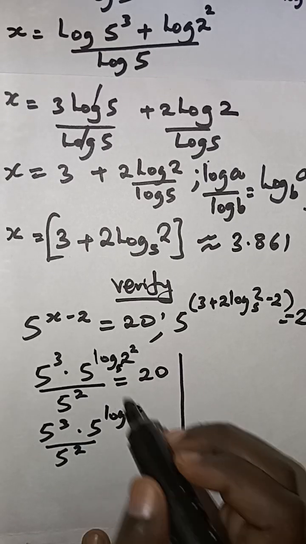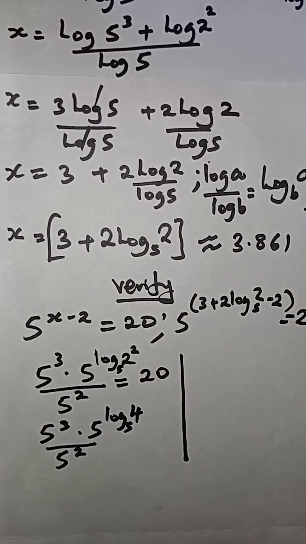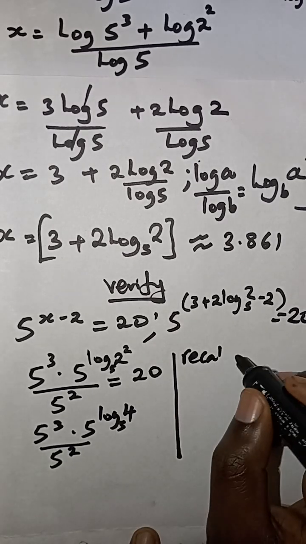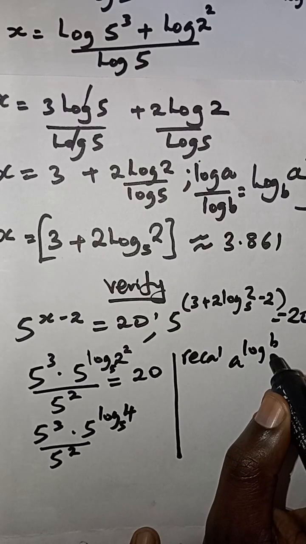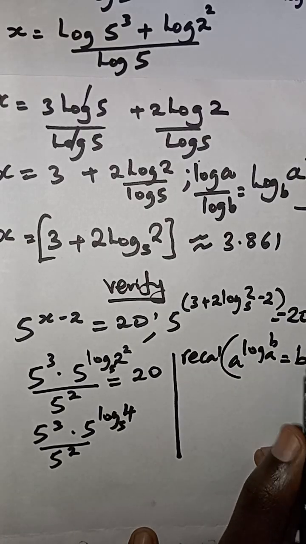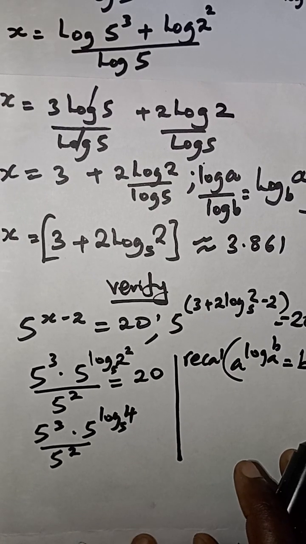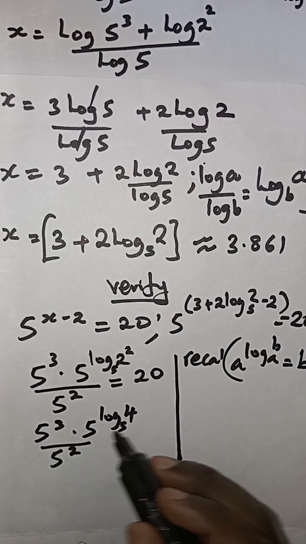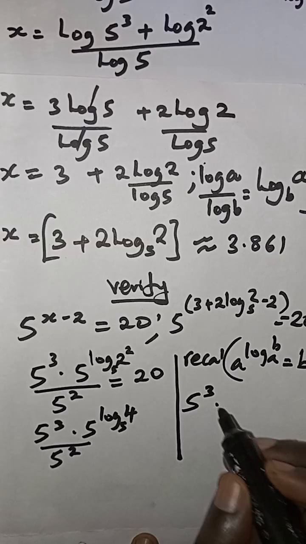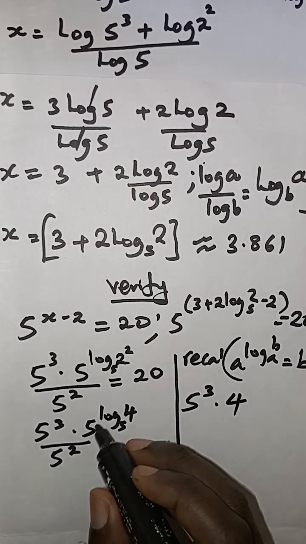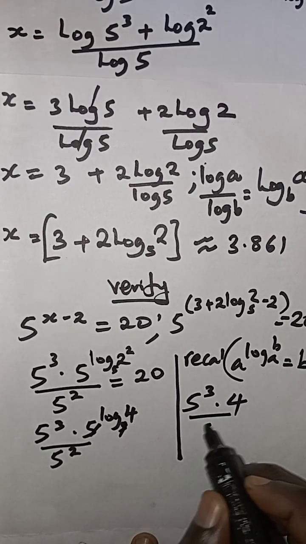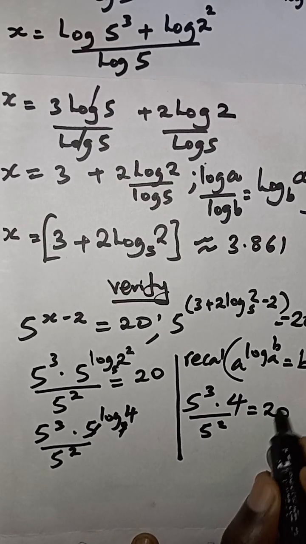Remember, there's a base 5 there. And you need to recall that wherever you have a raised to the log of b base a, this is equal to b. That is another relationship you need to know. So rewriting that, this and this are going to cancel, and then I'm going to end up with 5 to the 3 multiplied by 4, using this identity, divided by 5 to the power 2 should give me 20.